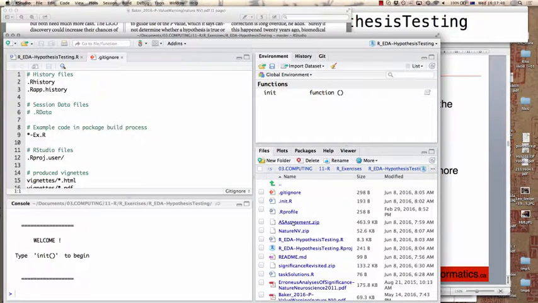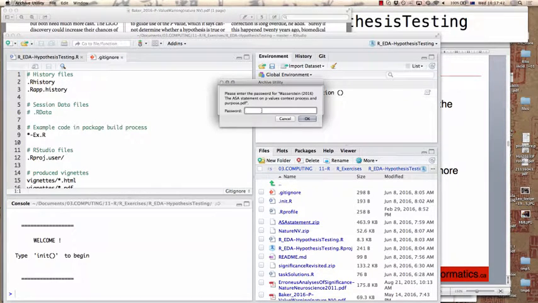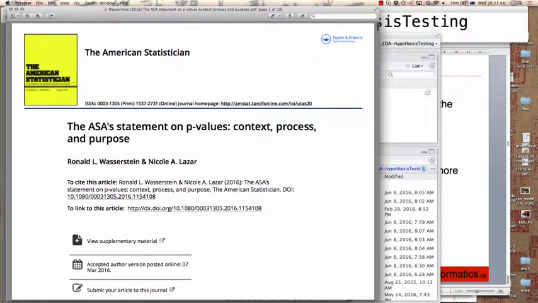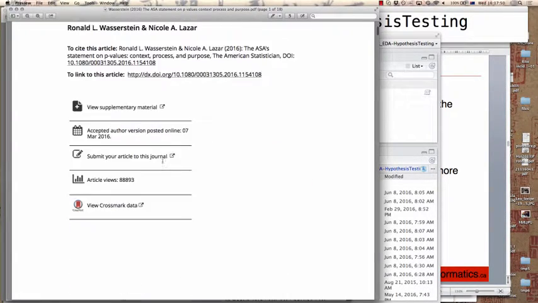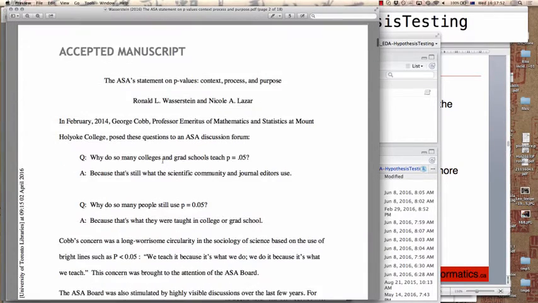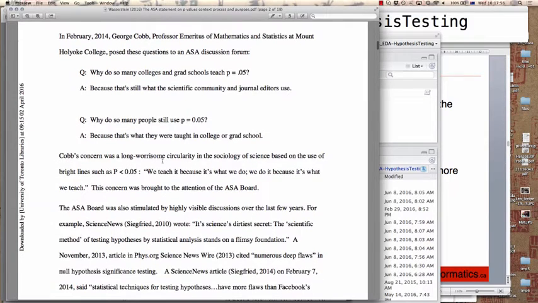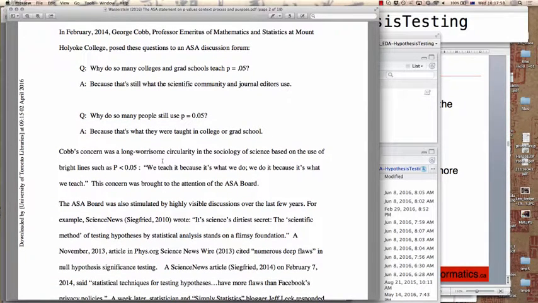The paper itself is here, this ASA statement, Wasserstein et al., 2016. And it has a very nice initial discussion of why this statement was necessary in the first place. I think the reasoning is very familiar to you, since you all have been in the field for a while.